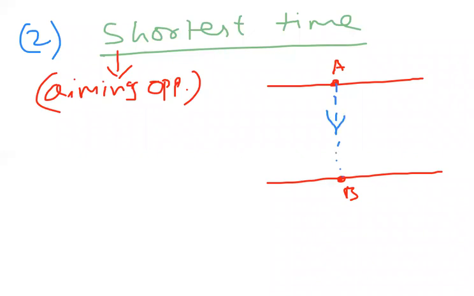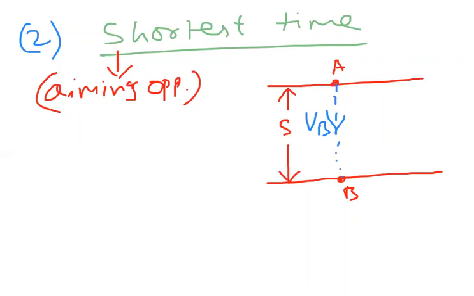We are aiming opposite and moving. What is the speed here? Boat speed. We are traveling in this direction. But when we are aiming opposite and moving, okay, very fine.